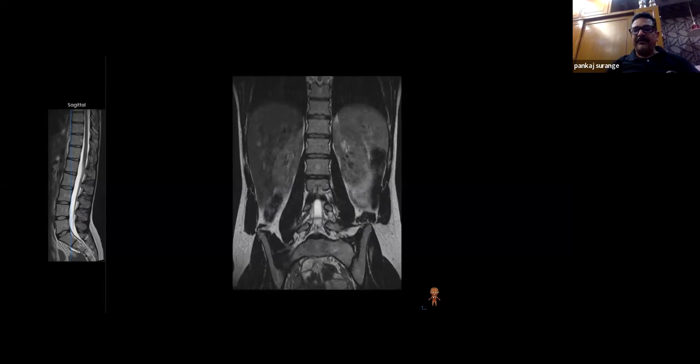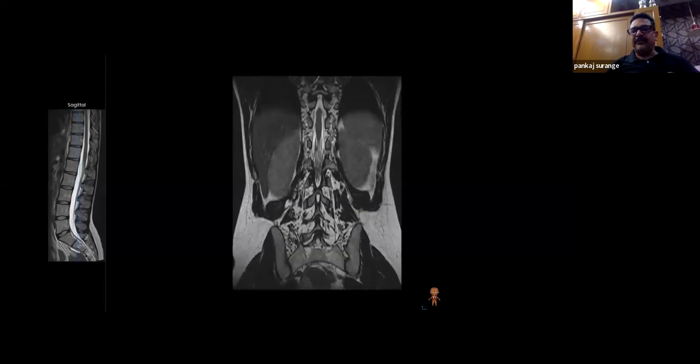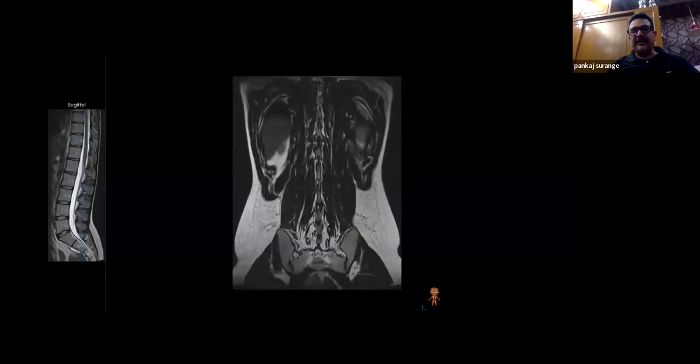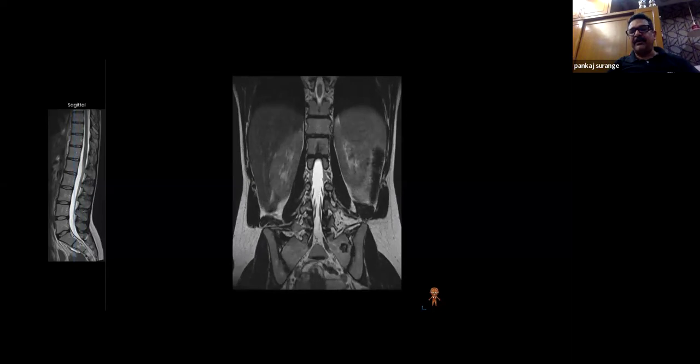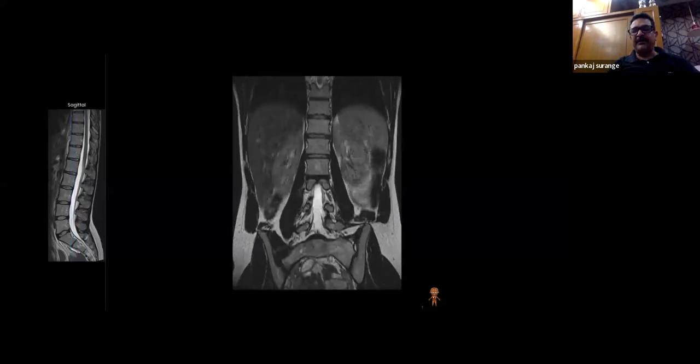Or if there's some collection over here, let's say a source collection is there, and we are not sure from where it is coming, then we have to follow that collection, and we can make out that the disc is coming from which part of the bone.